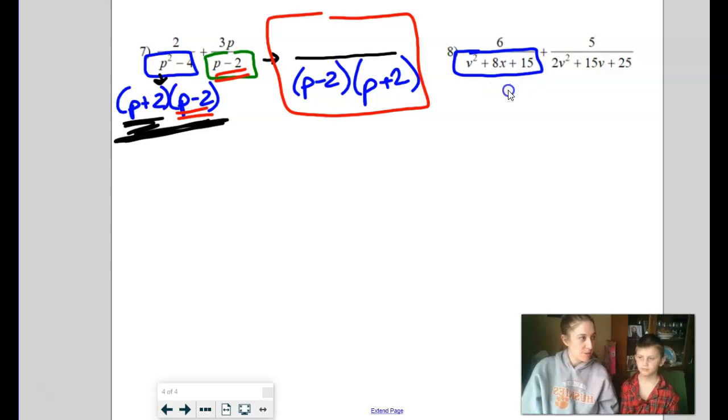I bet Sissy could help me with that one. Any idea what two numbers are that multiply to give us 15 but they also add up to give us 8?